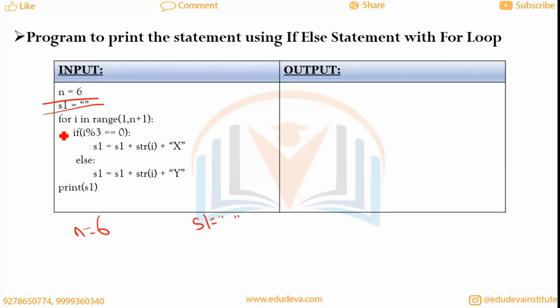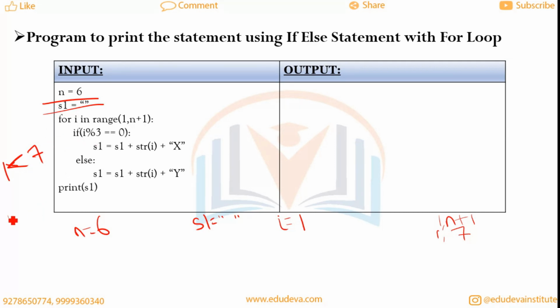Then we have started the for loop, for i in range, and range will start from 1 and go till n plus 1. It means that the range will start from 1 and go till 7, because n plus 1 is 7, that is 6 plus 1. So the starting value of i will be 1. We enter the for loop, because when we compare the value of i with the range, 1 is less than 7. As it is true, we enter the for loop.